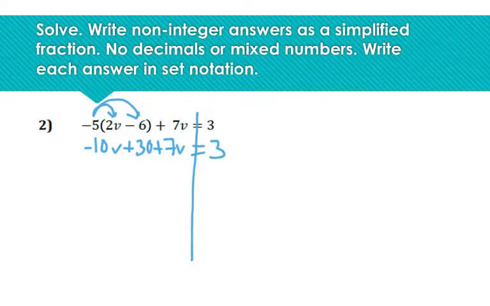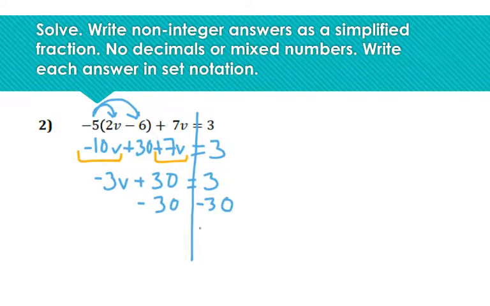Next, we're going to look for anything else to simplify, and we can combine like terms. We got -10v's plus 7v's, so we get -3v's plus 30 is equal to 3. Now that we can't simplify either side of our equation any further, we're going to do the opposite of what's happening to our variable v. So we're going to subtract 30 from both sides of the equation and get -27 on the right and -3v's on the left.